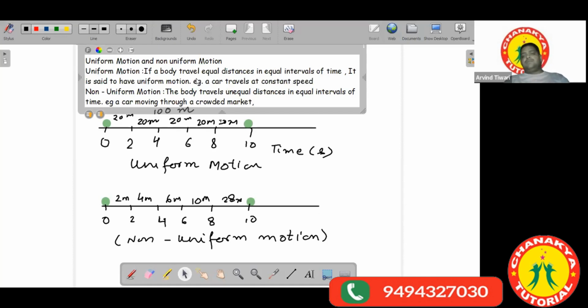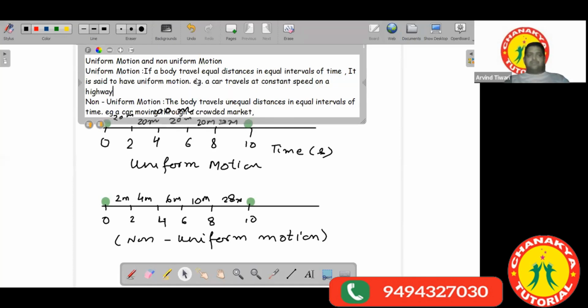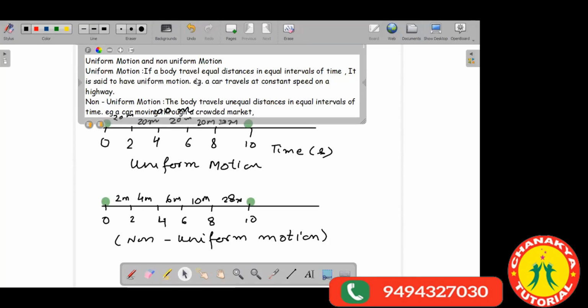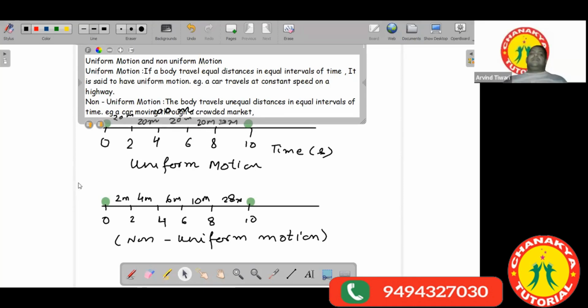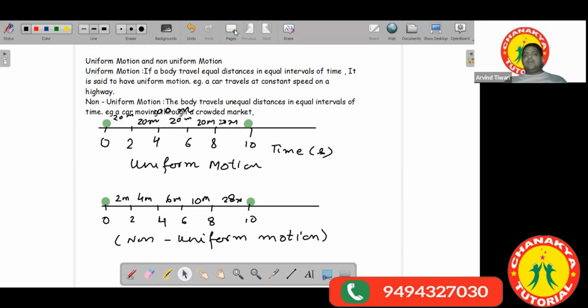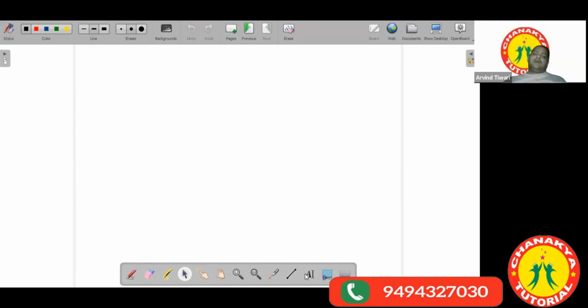Any examples? Sir, it could be uniform motion. Okay, see, the next one, we observe here a ball being dropped from a certain height.